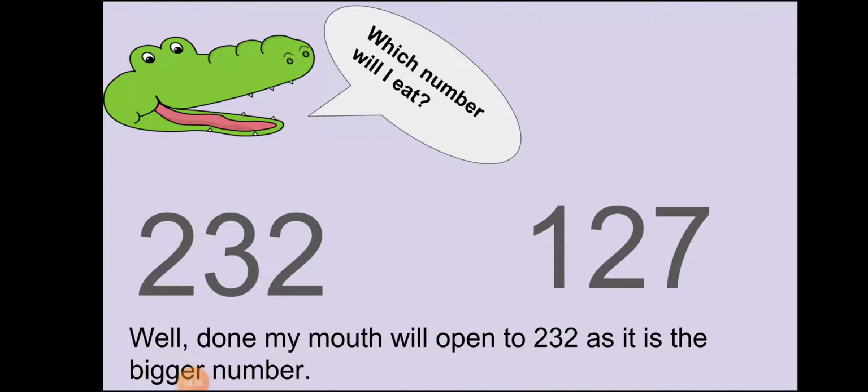Okay, now here the crocodile says, which number will I eat? So 230. Now tell me, the crocodile always eats the bigger number. Now you tell me, 232 is bigger or 127? Okay, so the answer is 232, the crocodile will eat. So 232 is bigger than 127. Well done, my mouth will open to 232 as it is the bigger number.